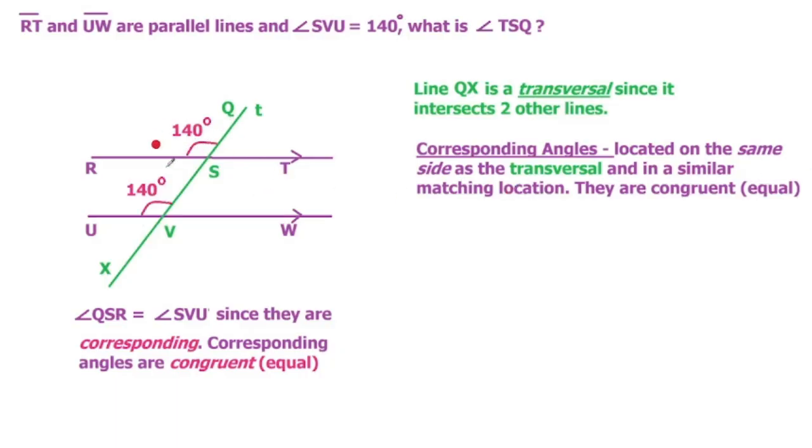So see how that looks. On the same side of the transversal and similar matching location. So we're given this, and because we're given this, we know that this angle also equals that, right? And we're trying to find this angle, TSQ.